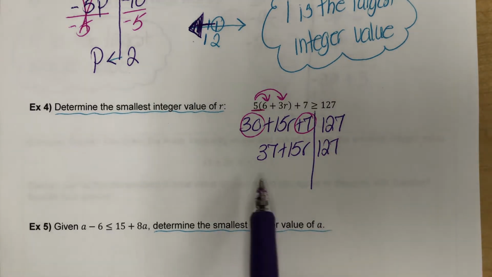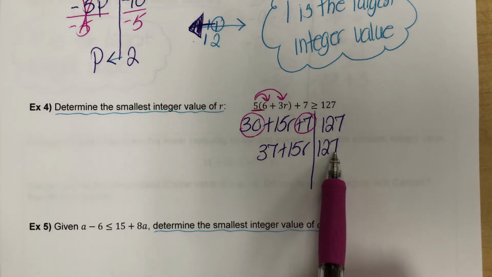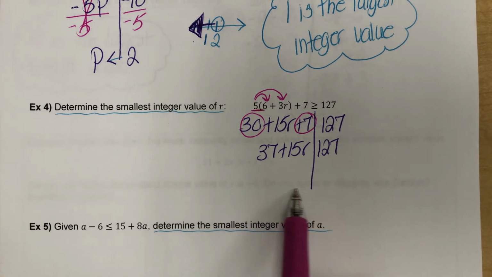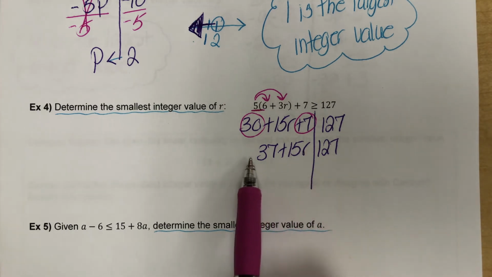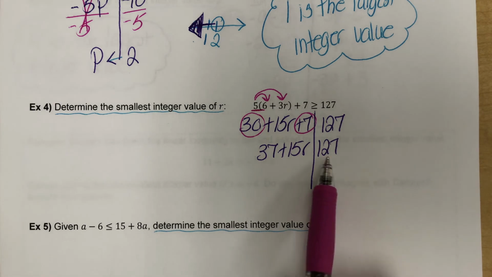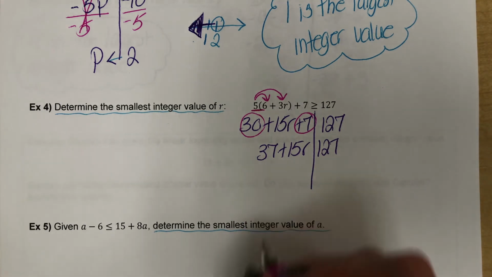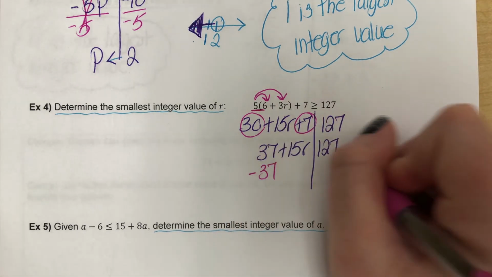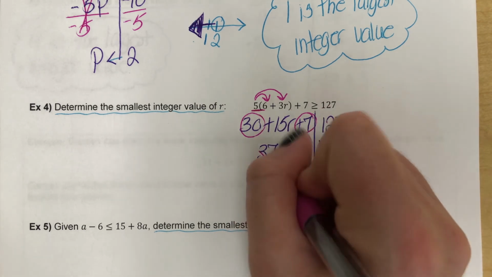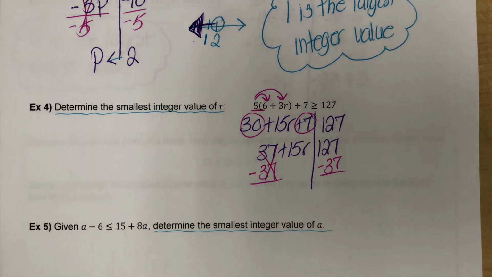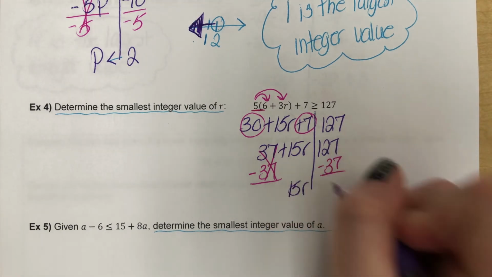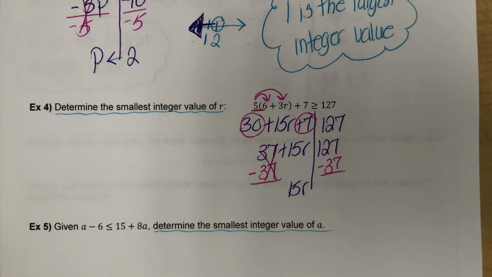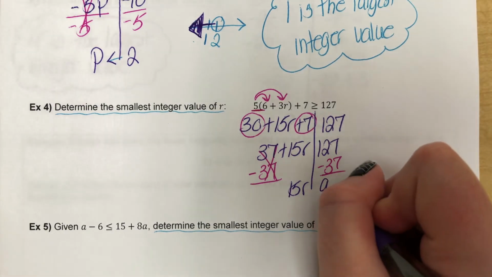All right, I don't have any more like terms, so now I'm gonna go to the opposite side, and I'm gonna do that by using the opposite operation. If the variable is on the left, that means I want my numbers on the right. So the opposite of a positive 37 is a negative 37. All right, so I'm really just subtracting 37 on both sides. I bring down my 15R. 127 minus 37 is 90.